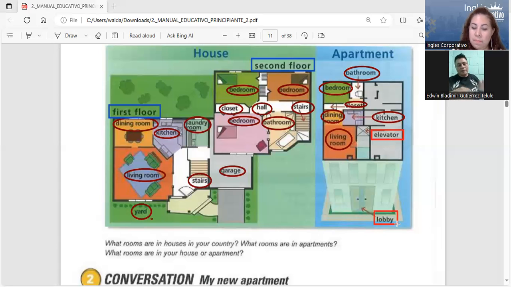Garage, no. You don't change? Garage. Okay. You don't have a garage, or you have a garage? No, you don't have a garage. Okay. All right.